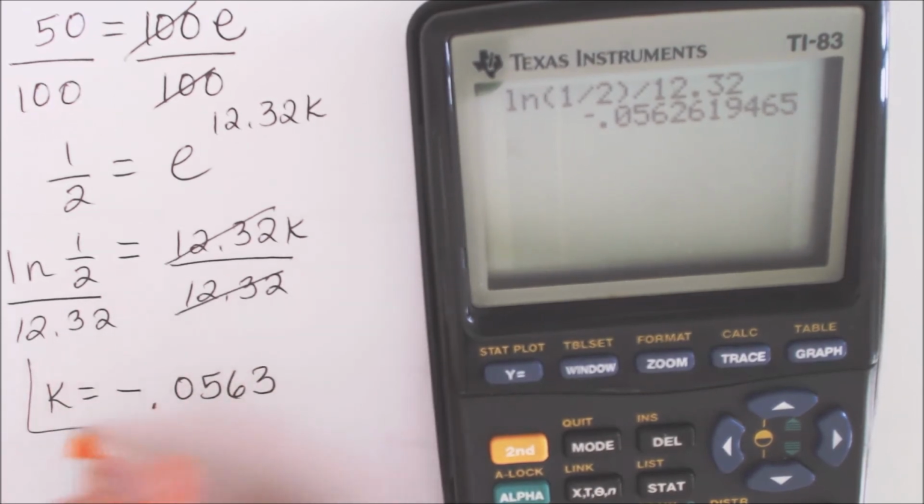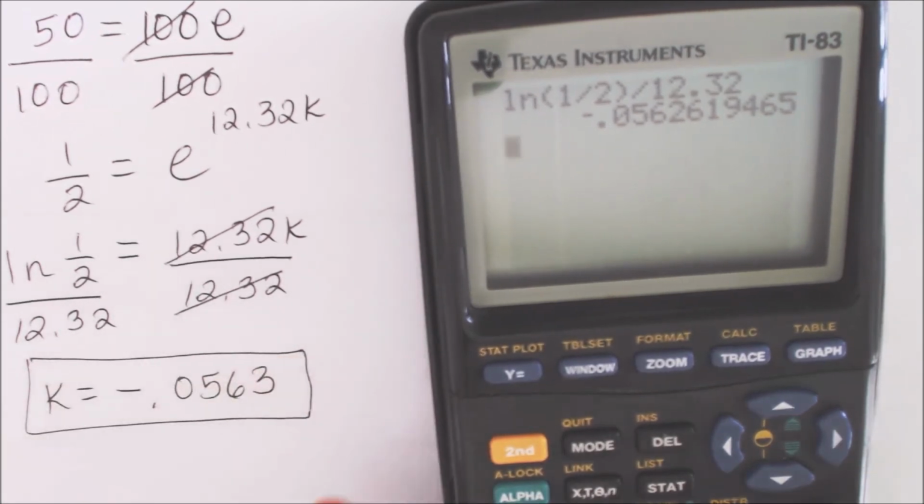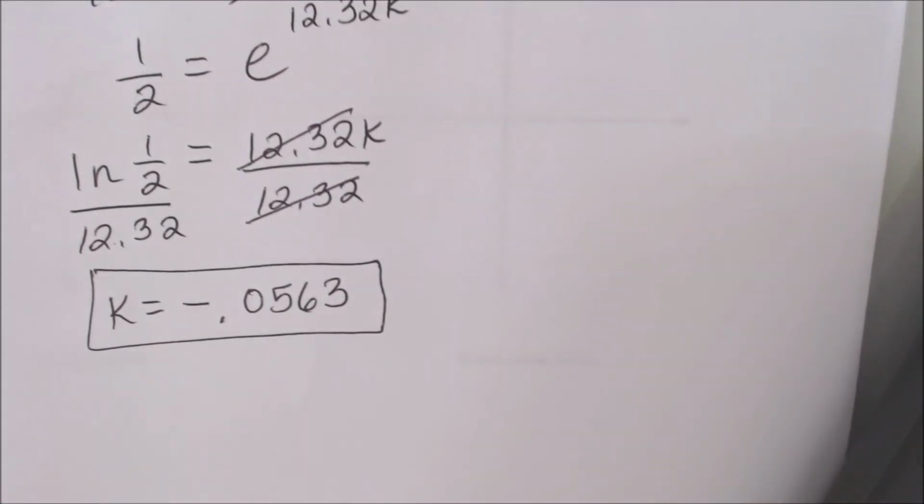0.0563 it looks like. So that's the percentage per year that this element is decaying, about 5.6%. And notice that it is negative, which is what we said should happen because it's a decaying element.